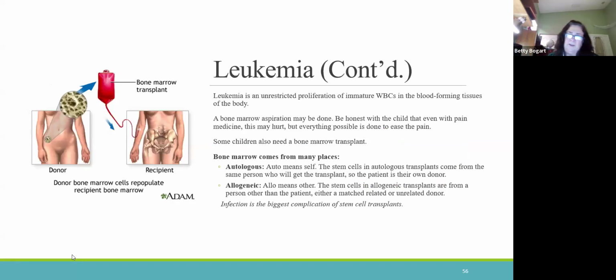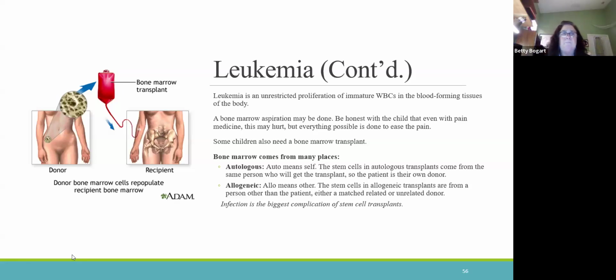We do bone marrow aspirations on these children. Remember, it hurts. As much as all of that numbing, you literally hear a crunch as they screw that thing down into the iliac crest. So, be honest. Another thing, you need to know bone marrow transplants.